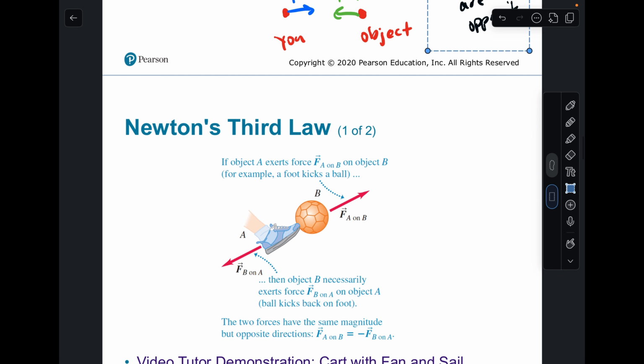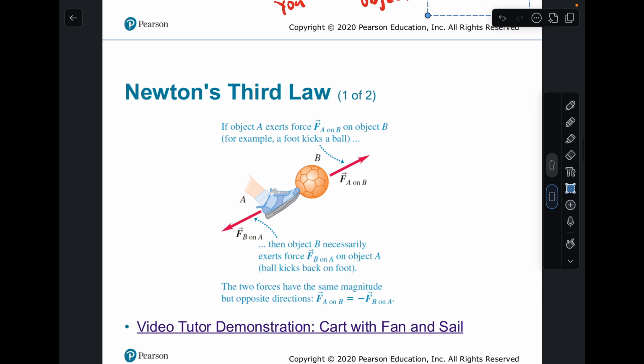So let's look at that situation, right? You have your foot kicking a ball, and when your foot hurts as a result of the kick, well, that pain is a result of the force of the ball acting on your foot. And because that ball starts moving forward, it means there's a force acting on it, and that's the force of your foot acting on the ball. The magnitudes are equal and the directions are opposite.